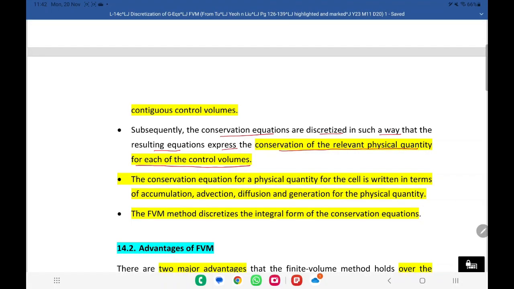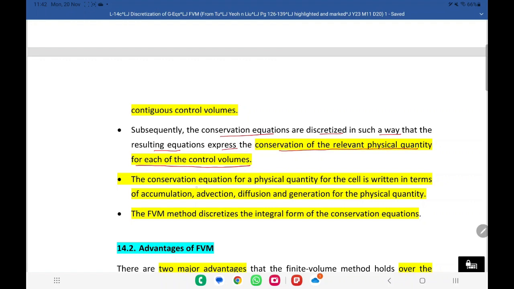So that is what we are saying here. Subsequently, the conservation equations are discretized in such a way that the resultant equation expresses the conservation of the relevant physical quantity for each control volume. What does it mean? That now we are applying the equation in FVM, the finite volume method. At each volume, the conservation is maintained. This is the difference between the two.